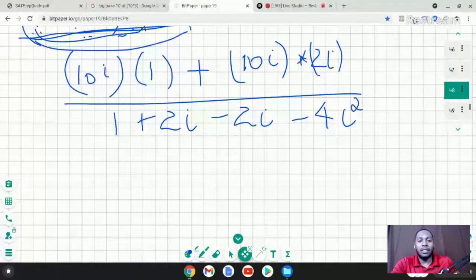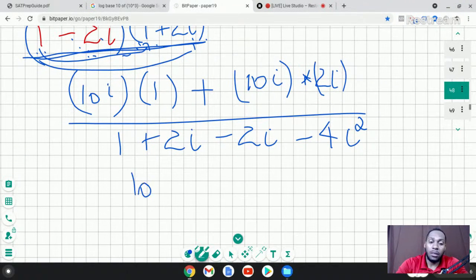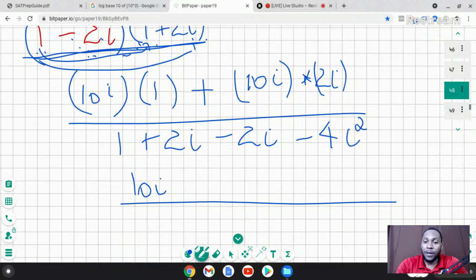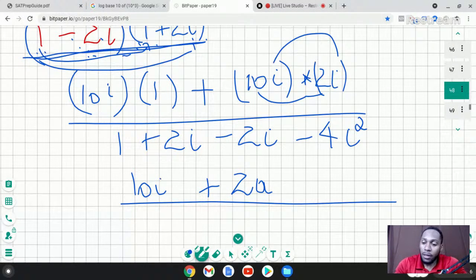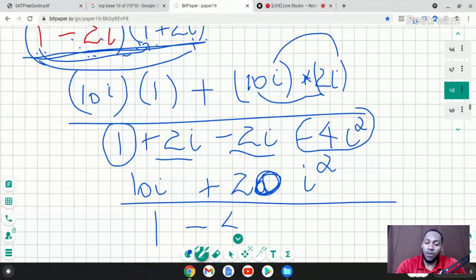So I have 10i times 1, which is 10i. And then 10 times 2, which is 20, but i times i is i squared. So this is not a 20, it's 20i squared. I hope you see where this is coming from. So now 2i is gone at the denominator, so I'm here with 1, and then minus 4i squared.